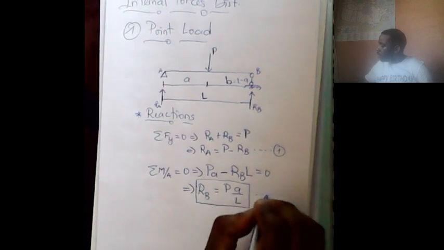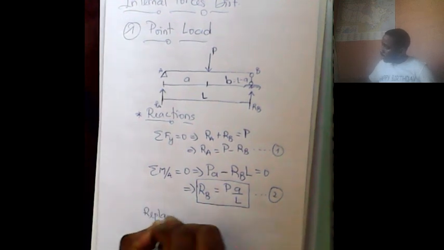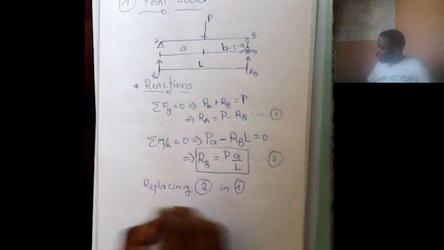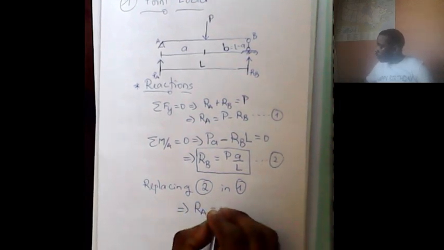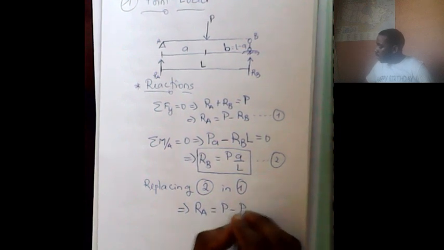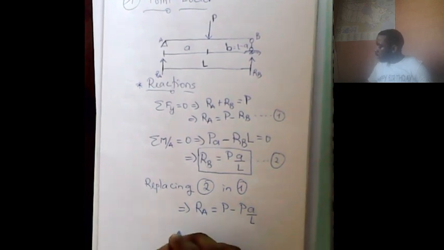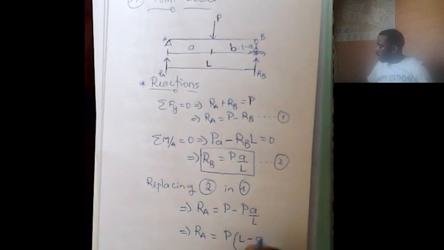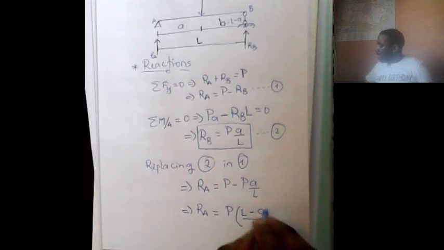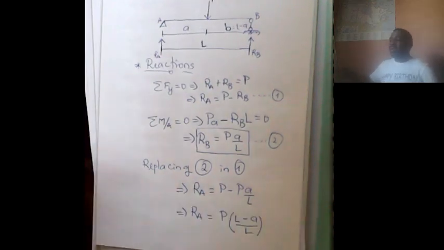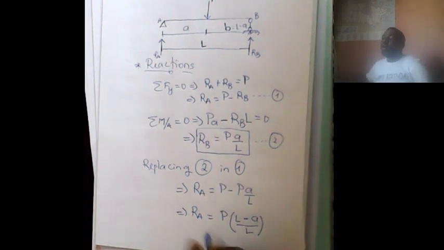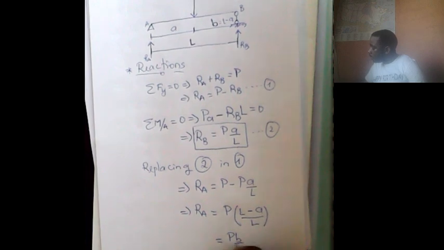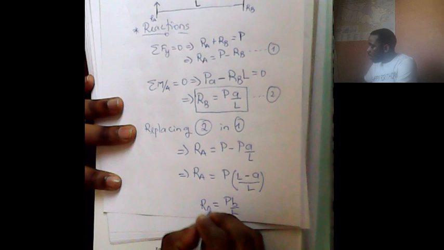Okay, so if I call this equation 2, then replacing 2 in 1, what will I get? The ramifications are that RA will be equal to P minus PA on L, which will normally be equal to P into L minus A divided by L, right? But what is L minus A? L minus A is B, right? Or should we just leave it L minus A? It's okay, let's call it B. So we'll have P times B on L. That will be our value for RA.